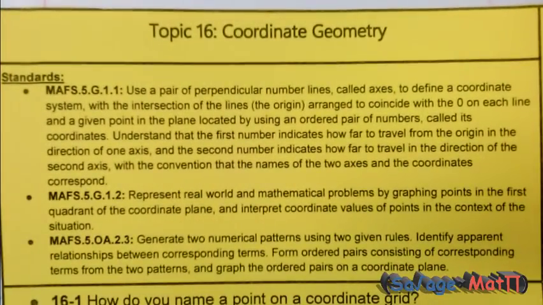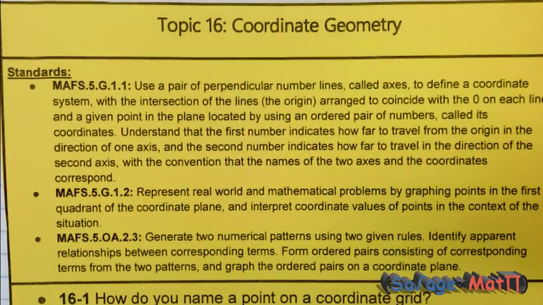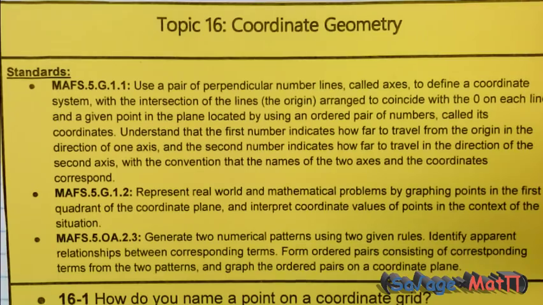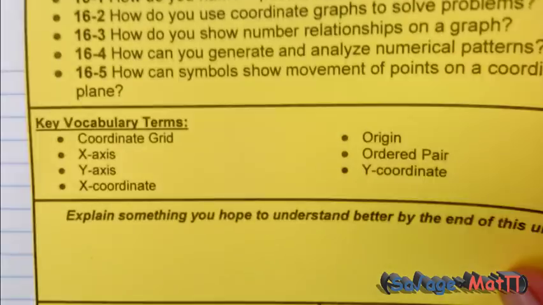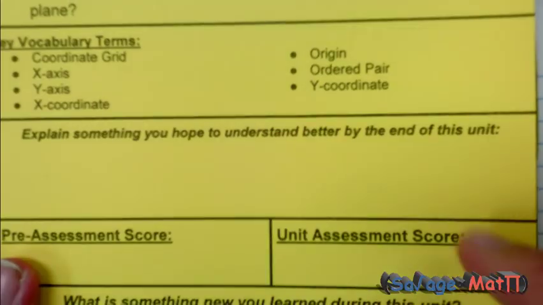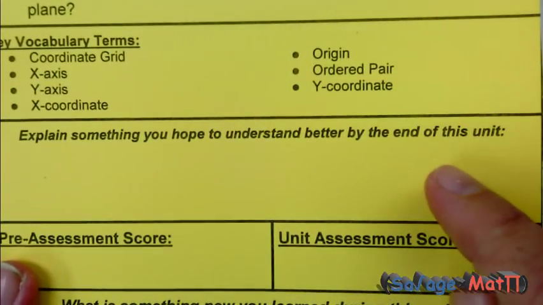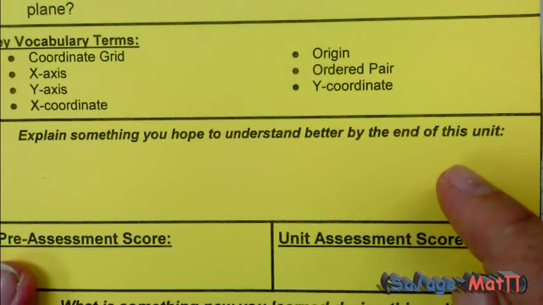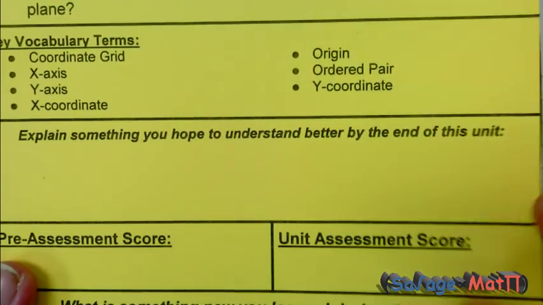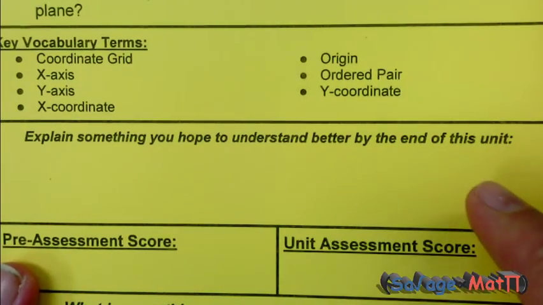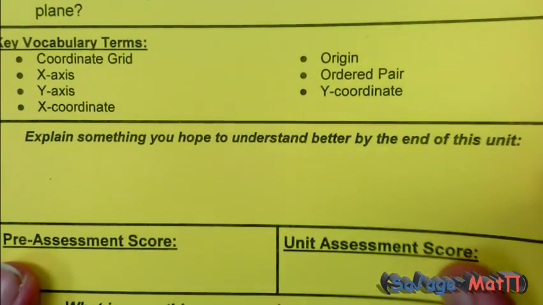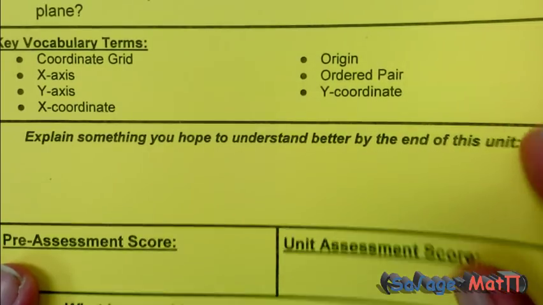The first thing we need to do is make sure we're skipping a page inside of our math notebooks today, because we're going to have our Topic 16 coordinate geometry divider. It's really important that when you go home tonight, or if you have extra time today in class, you explain something you hope to understand better by the end of this unit. A lot of you were struggling with filling these out, and I'm starting to take a whole letter grade off your math notebooks if you don't fill these out properly.